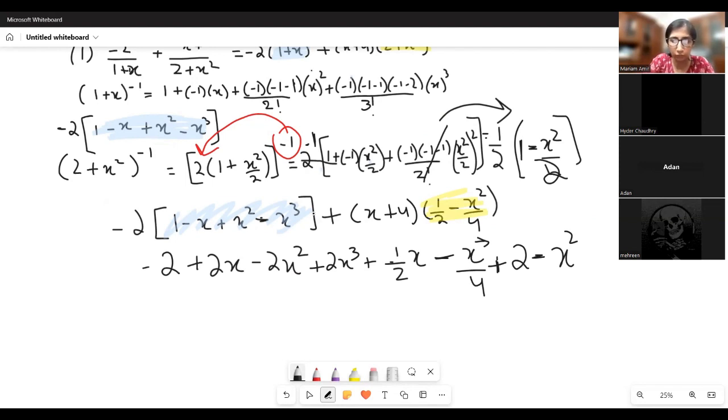Okay. Next, we have to consider the x terms. We have 2x and half x. So that's 2.5 x. So we write 2.5 x, or you may write 5 over 2. Okay. Then we have minus 2x square and minus x square. So that's minus 3x square.